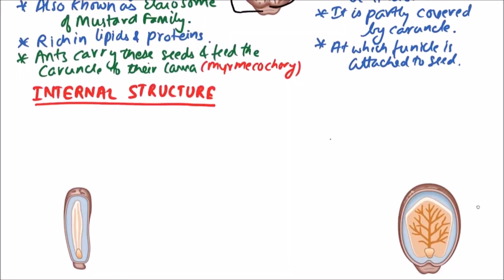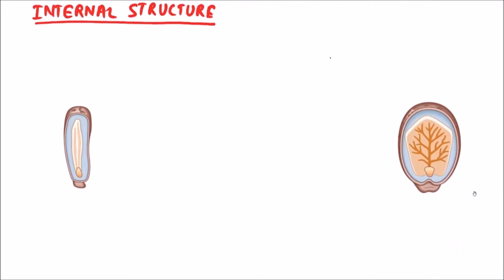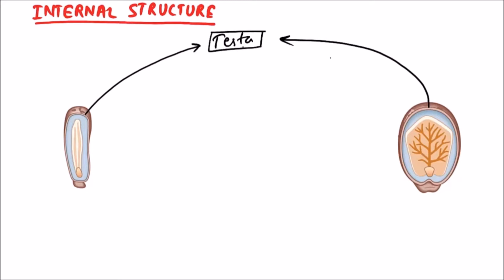Now the internal structure of castor oil seed. First of all, we'll observe the outermost covering, and that is known as testa. Now this testa is a thick, outer, hard and brittle shell.